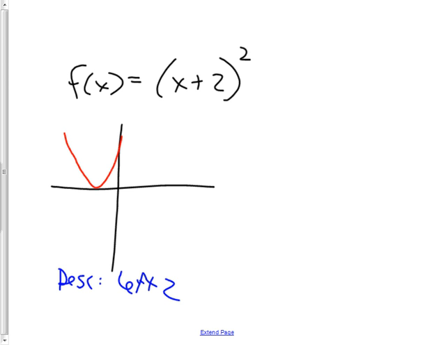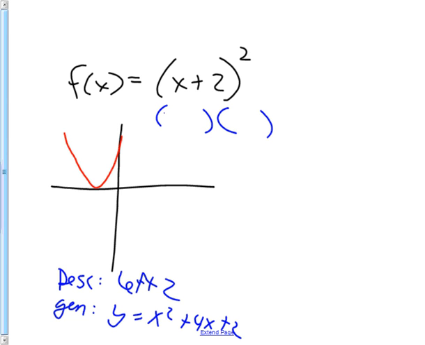Next thing is gen. That stands for general form. So generally, you just multiply it out. Don't say x squared plus 4. What is it? y equals x squared plus 4x plus 4. Because remember, you'd have to split this into 2 of those and then multiply it out. There's your general form. And the last thing is f of negative 3.